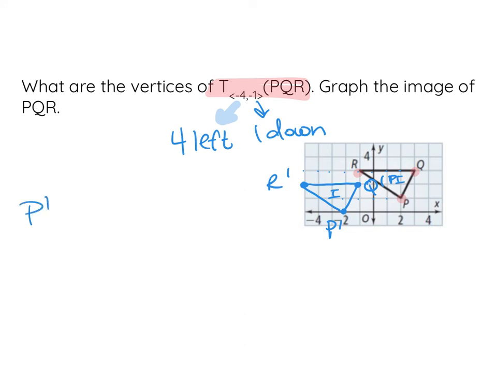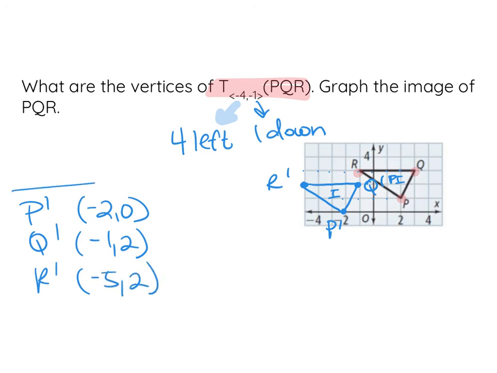And then what it might ask you to do too is to give the new coordinates. So P prime would be at (-2, 0). Q prime would be at (-1, 2). And R prime would be at (-5, 2). So there's your final answer. All right, so that is it for translations. We will look at this with some more examples in class.